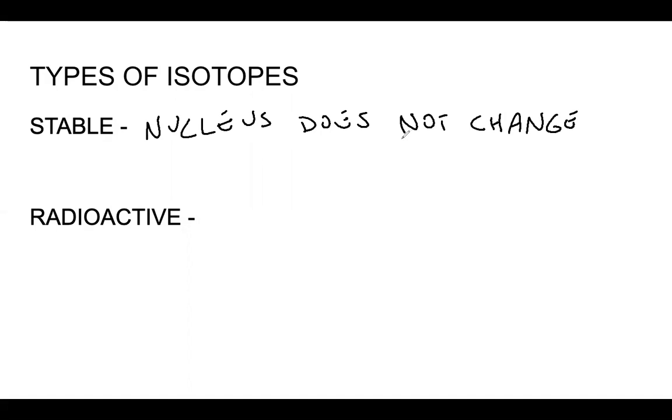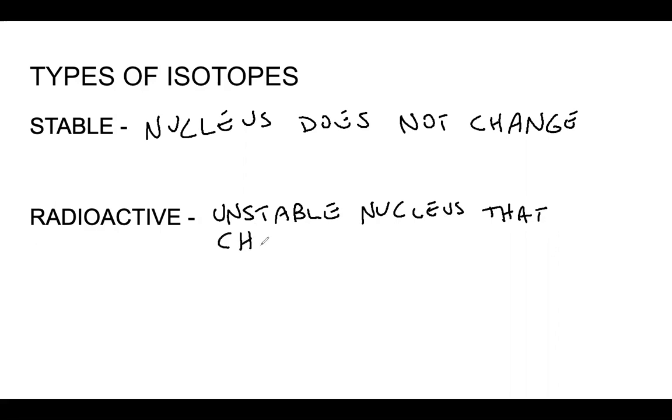All right, and then in our radioactive isotopes, now we have an unstable nucleus. And this unstable nucleus changes over time. And that time can be really long, like thousands of years, or it can be really short, like milliseconds.